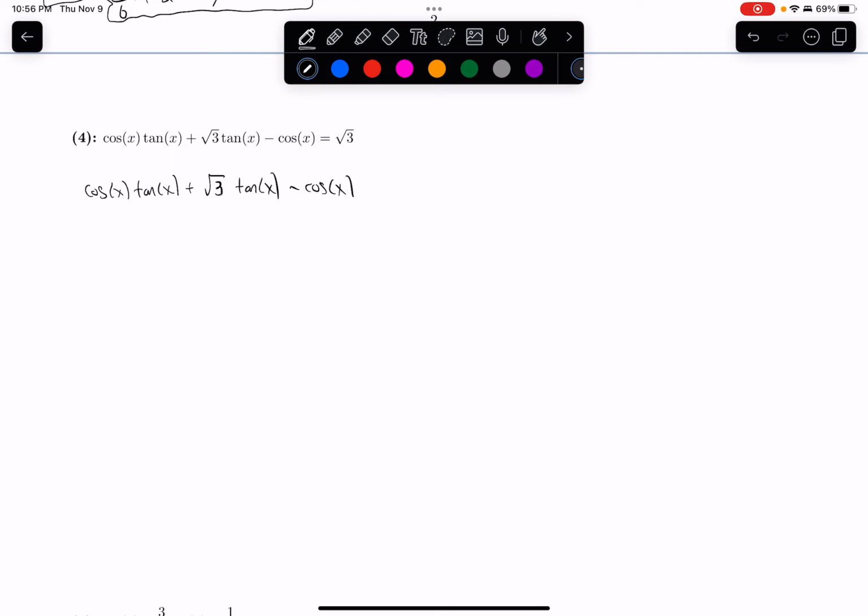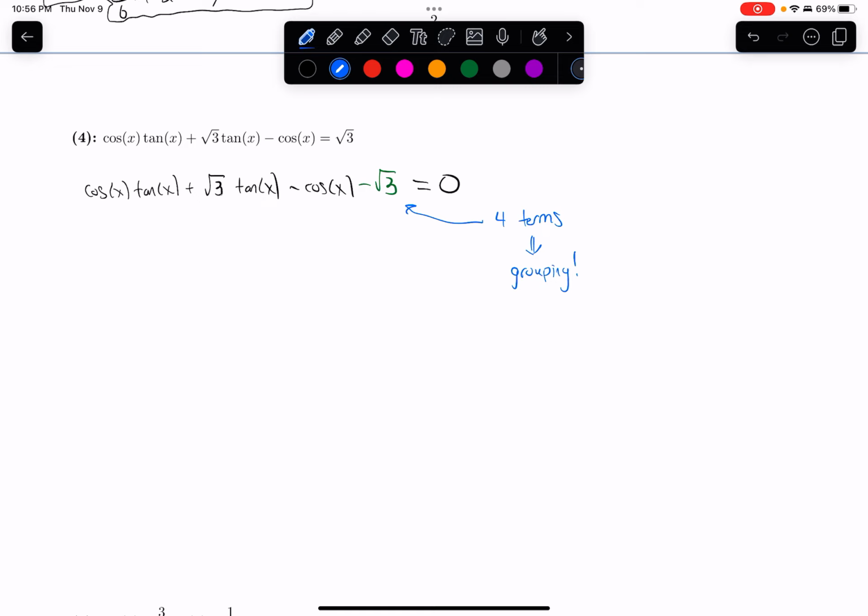I'm moving that root 3 over, so I'll get minus root 3 equals 0. Now if I look at this equation, how many terms do I have? Remember, when things are being multiplied, that's considered one term. So this is one term, this is term 2, this is term 3, and that's term 4. So we have 4 terms here, and our strategy when we have 4 terms was to try grouping.